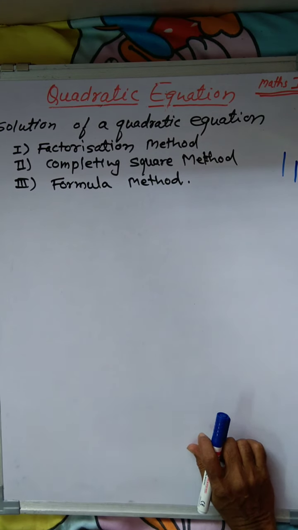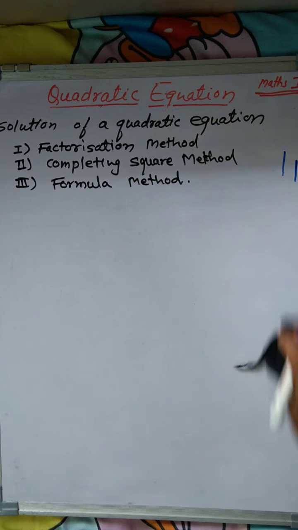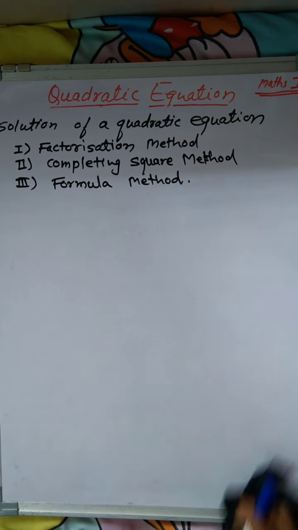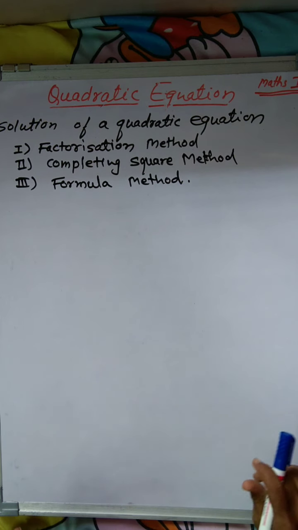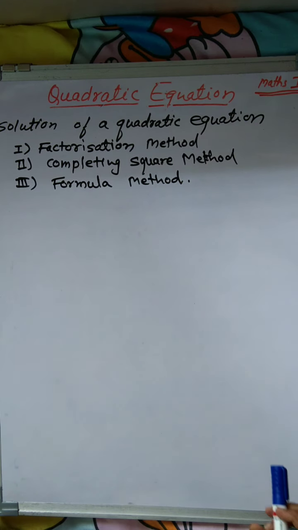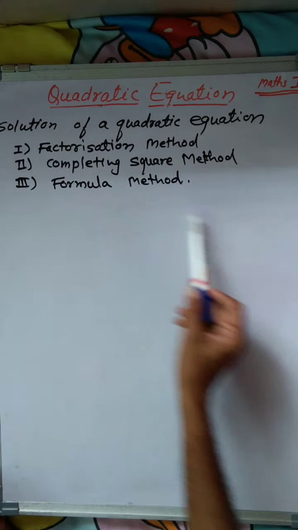Students, we see the quadratic equations. Today we see the solution of quadratic equations. There are three methods of getting the solution of quadratic equations: factorization method, completing square method, and formula method.